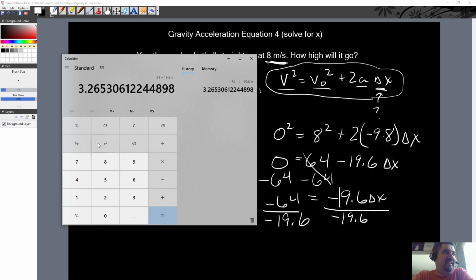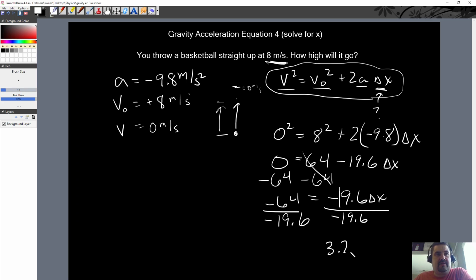I never put the signs in here because I know what the signs are going to be, so we could just look at those. I don't bother plugging them in here. 3.26, 3.27 if I round it. So 3.27 meters, and that's positive, so it's above them, is equal to the delta x.